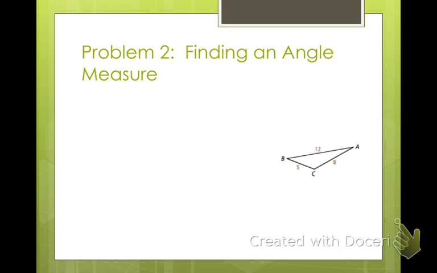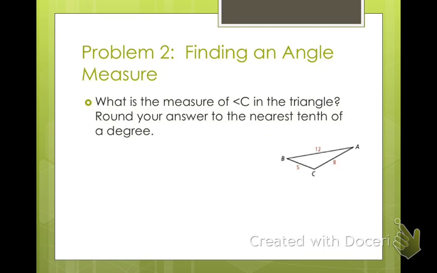Finding an angle measure. Alright, so this one's a little bit different. It gives us the three sides. They want us to find the measure of angle C, and then round your answer to the nearest degree. So when we do this one, we have to approach it a little bit differently because we're looking for an angle. So we need to make sure we go from the perspective of the angle that we're looking at. So angle C is the one that we're looking at.